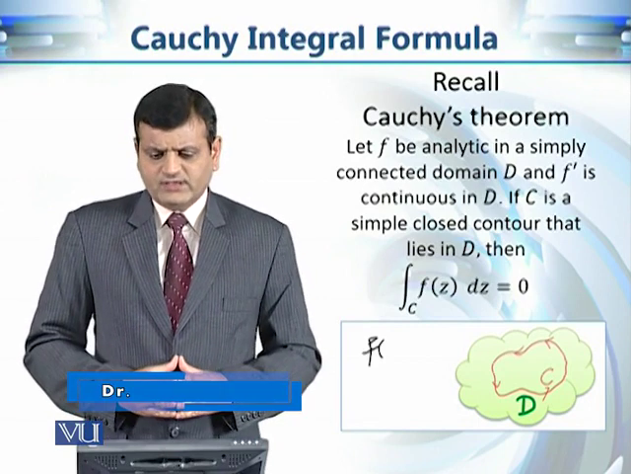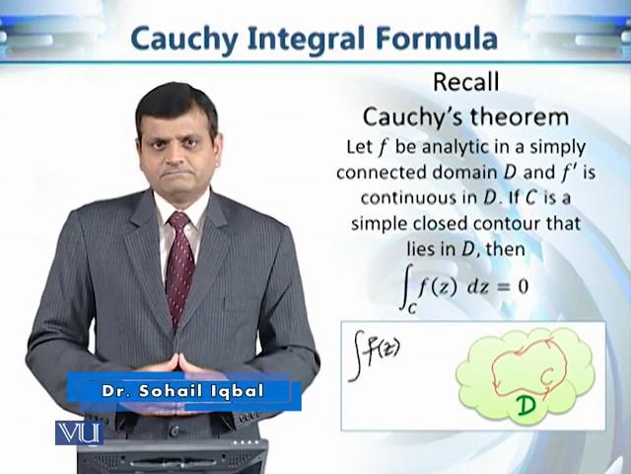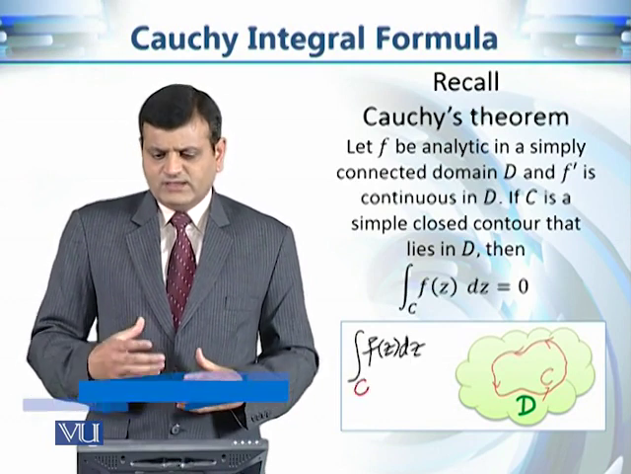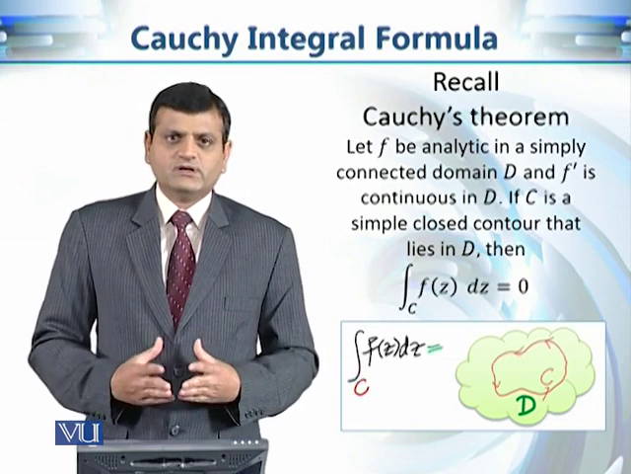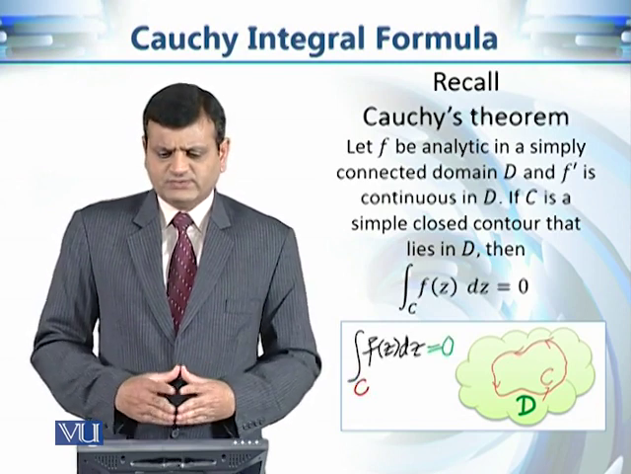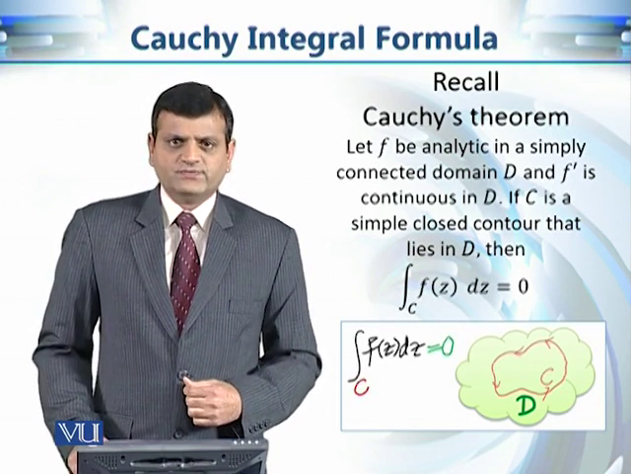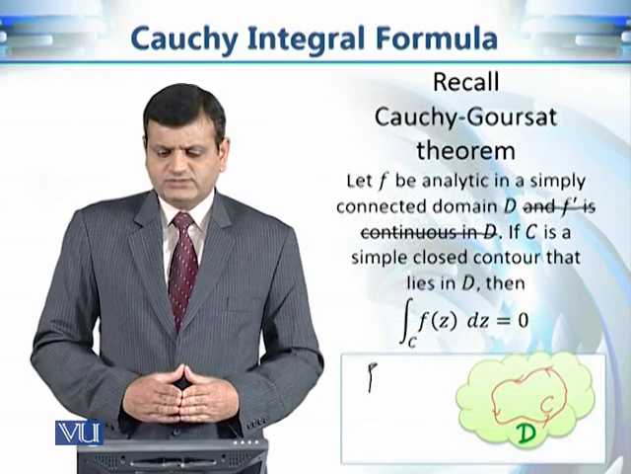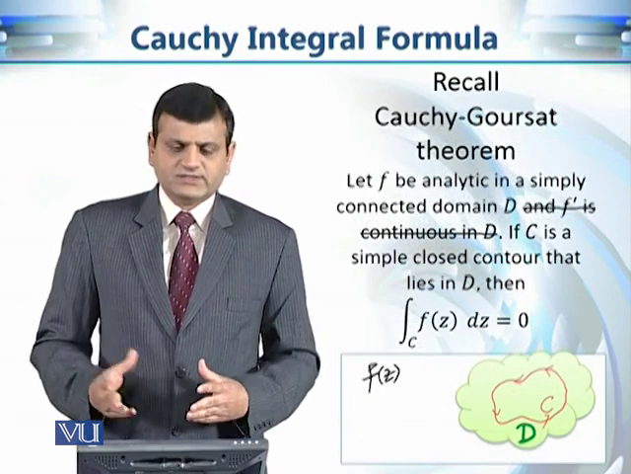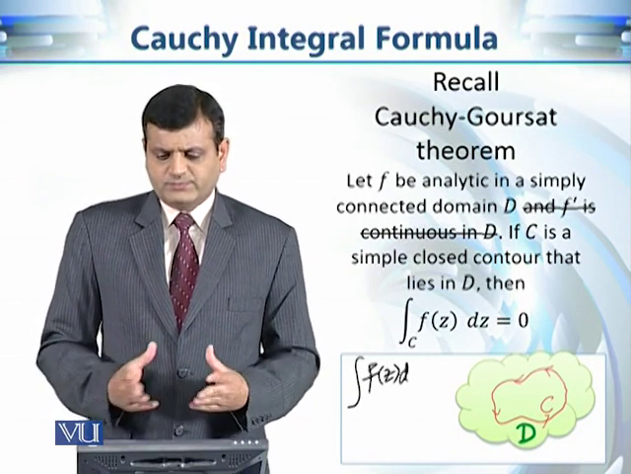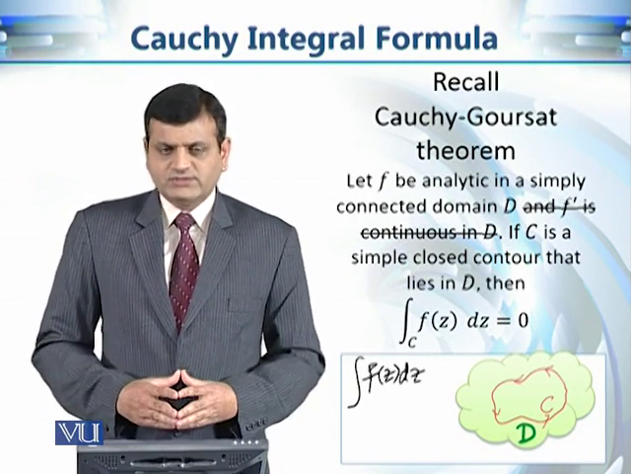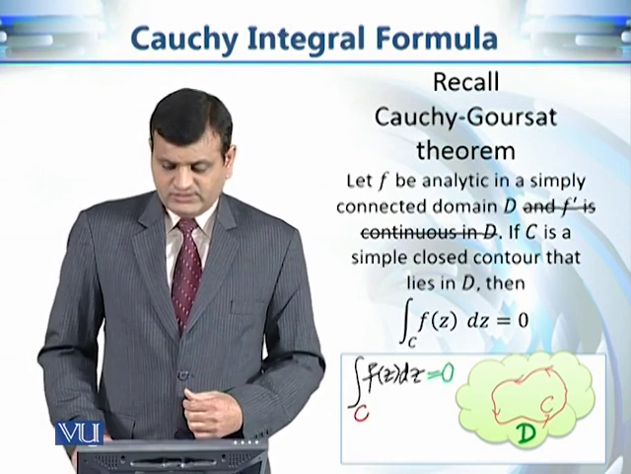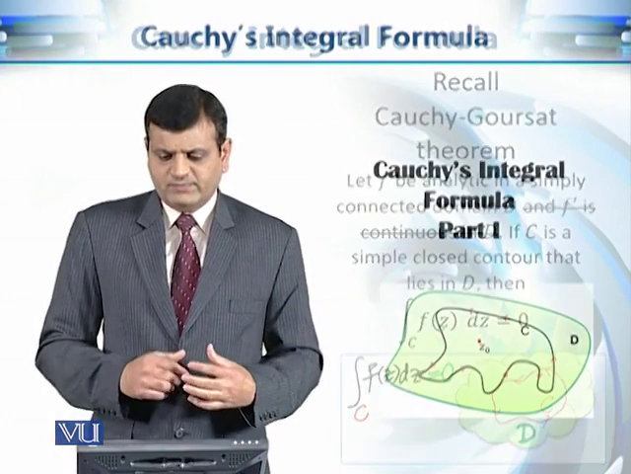Cauchy's theorem says that if a function is analytic in a simply connected domain D and f prime is continuous, then the contour integral around any simple closed curve is 0. This was introduced by Cauchy in 1825, and later, in 1893, Goursat generalized this result and showed that we don't need the condition that f prime is continuous. We have seen these results, how to apply them, and some of their generalizations, which are some of the important results of complex analysis.